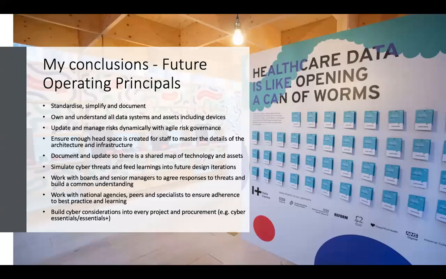And finally, building cybersecurity considerations into every project and procurement. So again, as you design your future state, don't just think about how you need your data to be open and interoperable, but also consider the cyber profile of the elements that you're building in. And indeed, organisations in the NHS and other healthcare organisations across Europe, I know, have been working towards Cyber Essentials and Cyber Essentials Plus, but that puts some great discipline in around everyday good governance, I would say, for cybersecurity.